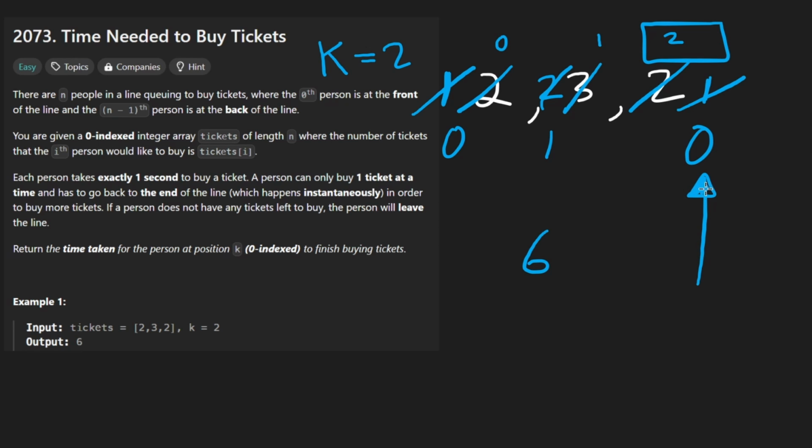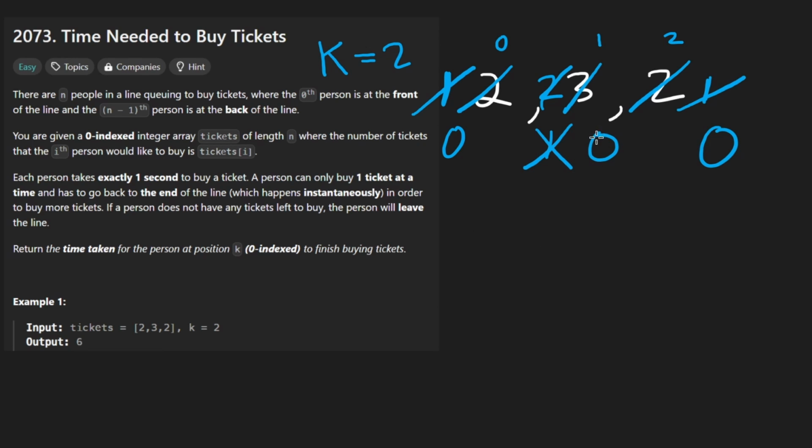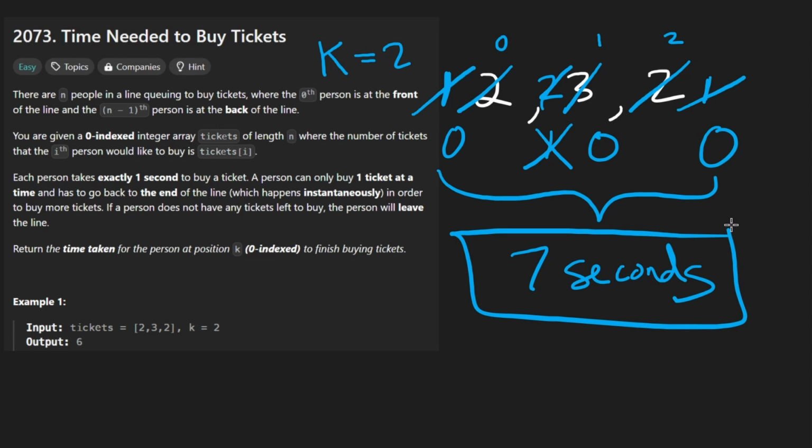that they wanted. That's the question we're trying to answer. How many seconds does it take before this person buys all the tickets that they want? And if our parameter k was equal to index 1, then we'd be asking how many seconds before this person buys all the tickets that they want. It would take 1 additional second, because now they get to buy a ticket, so then it would take 7 seconds. So at first, it seems like you have to run the simulation to answer the question, right? But there's a pattern here.